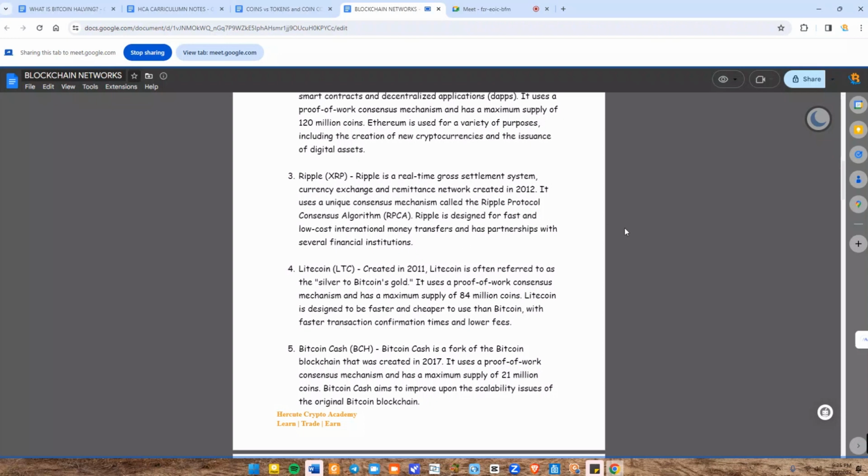Then we have Litecoin, which was created in 2011, and Litecoin is often referred to as the silver to Bitcoin's gold. Okay, it uses a proof of work consensus mechanism. Actually, how Litecoin was built was like taking Bitcoin and taking the code that was used to write Bitcoin.